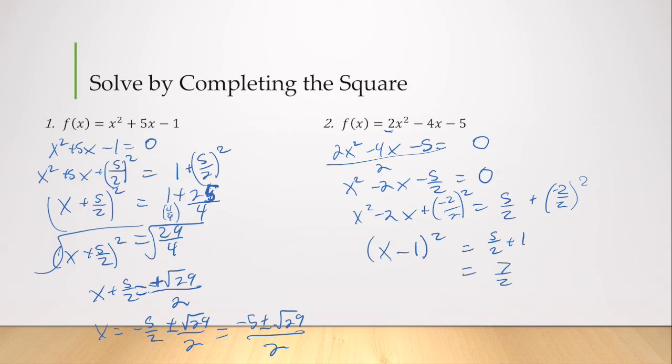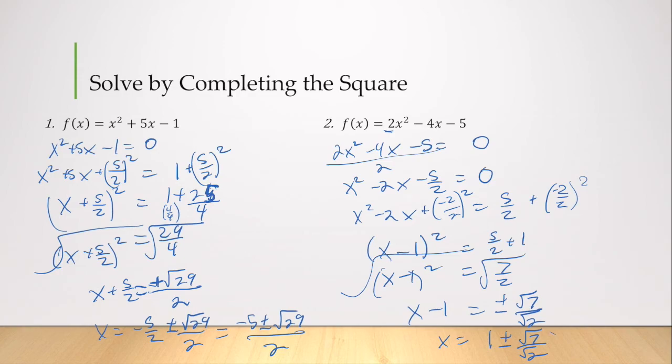So I have x minus 1 squared equals 7 halves. We take the square root of both sides. x minus 1 equals plus or minus the square root of 7 over the square root of 2. I'm going to add 1 to both sides. So I get x equals 1 plus or minus the square root of 7 over the square root of 2. Now we need to talk about something. We do not like radicals in our denominators.